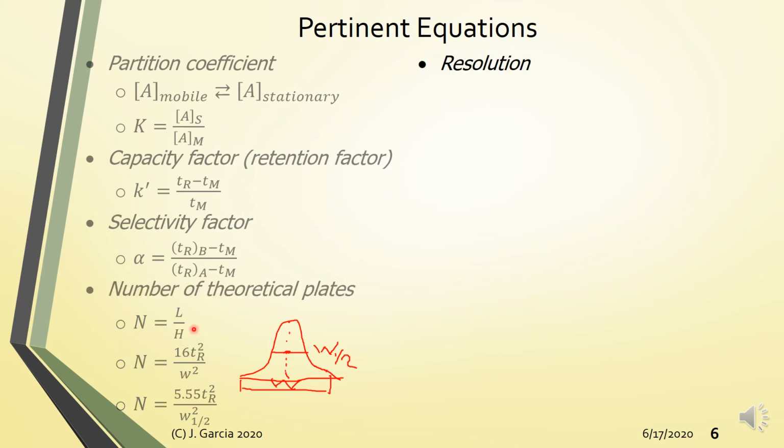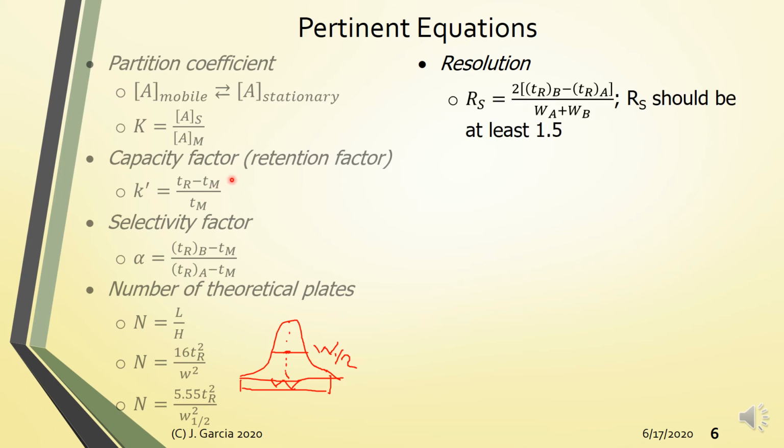Next, you have your resolution. Resolution refers to the degree by which two adjacent peaks are separated from each other. So this is the computation. You have the difference between the retention times of peak B and peak A, where peak B has the higher retention time, times 2, then divided by the summation of their respective peak widths.